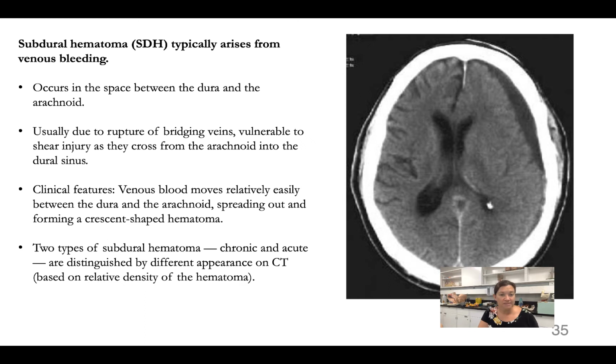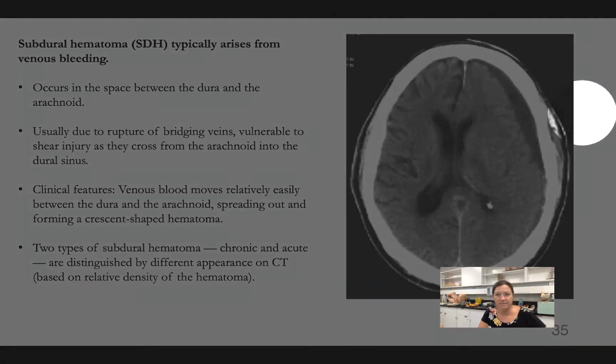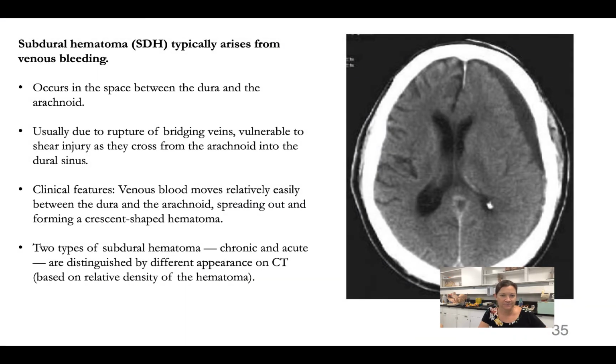There are two types. They can be chronic or acute, and they're distinguished by different appearances on CT based on their relative density. So this happens to be a left side chronic subdural hematoma, and I can tell because it's dark on CT. So it's lost some density.